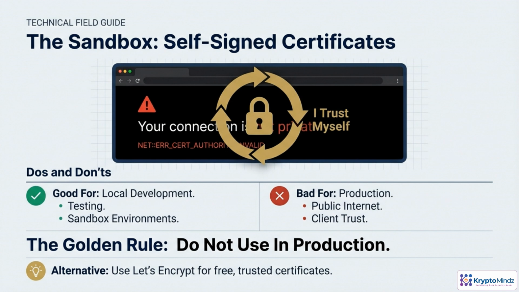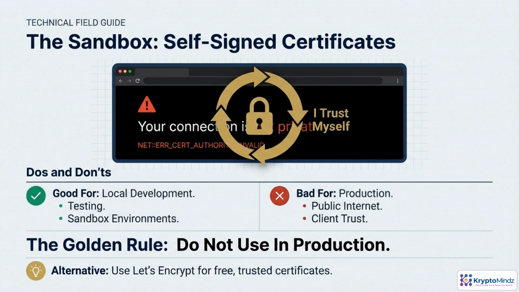So where are they useful? They're handy in isolated environments where you control both sides. Local development, quick test setups, lab or sandbox systems where you're just validating functionality or API behavior. There, the goal is convenience and encryption, not user trust. But once you have real users, real money, or real data, self-signed certs become a liability.